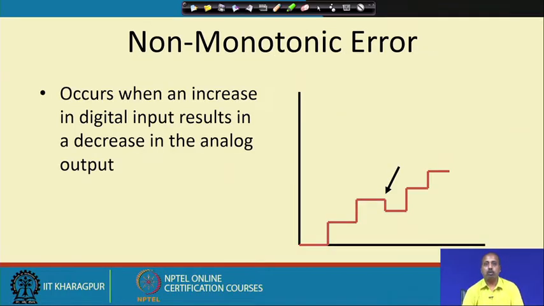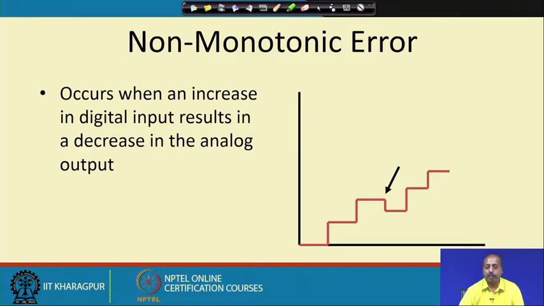Then there is a non-monotonic error. Monotonicity means increasing or decreasing in a particular sequence. As you increase the digital input, it is expected that the analog output will also increase, and if you decrease the digital input, the analog output should decrease. We are not bothered about linearity here. Suppose we accept that linearity is not a concern. We just want that with increasing digital value, the output should increase, and with decreasing digital value, the output should decrease.